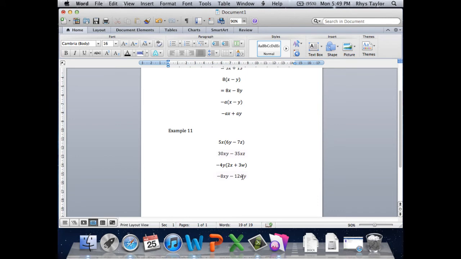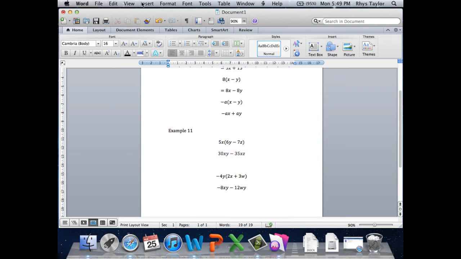Always try and get your letters in alphabetical order. It's just good math. Keeps things neat. Do they have to be? No, they do not have to be, but it's just good math to have them in the right order. Saves trouble later on if you're trying to keep an eye out for like terms.